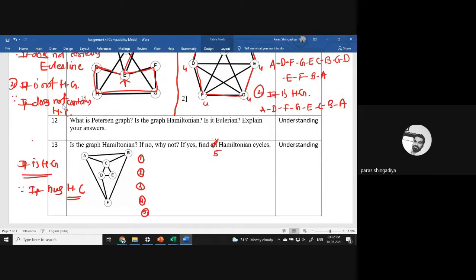So first one, we can consider A to C, C to E, E to D, then D to F, F to B, and B to A. Clear? From A to B, all the vertices we have covered, and there is no repetition. So that is one Hamiltonian cycle.